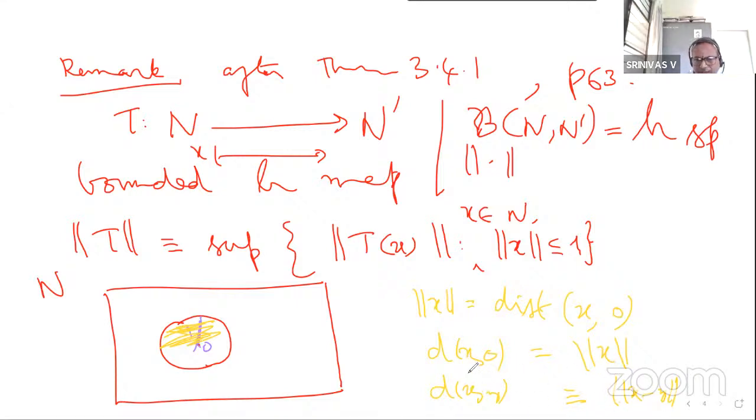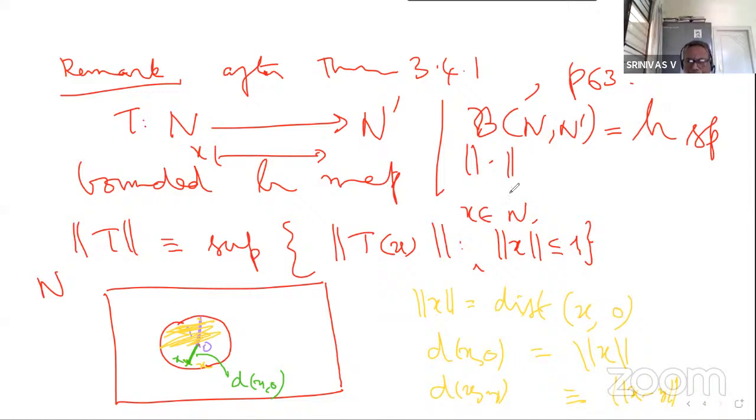x minus 0 is x, and this in fact is the distance of x from the origin. If this is your x, this is d of x comma 0, which is norm x. The length of this segment is norm x. So norm x should be visualized as the distance between x and the origin, which is the origin in N.